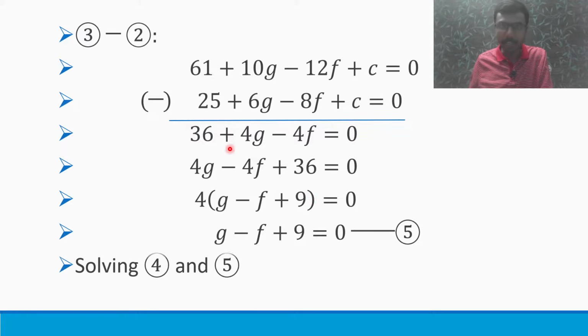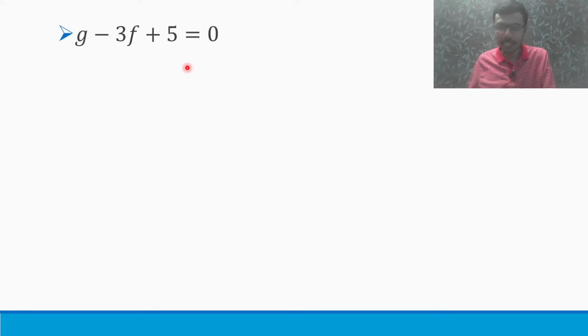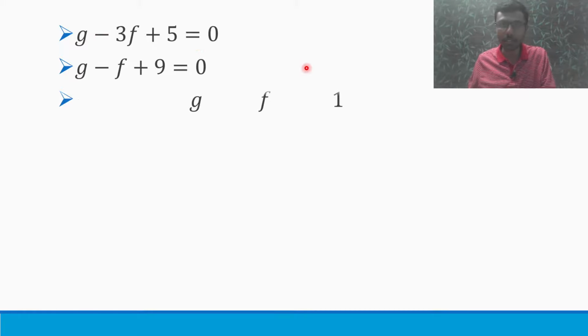Okay, for that, just write the two equations. Solving 4 and 5, I just kept it. Just write the two equations like this. These are my two equations. I'm sure you must have learned this x y 1 method, something like that. What exactly will happen is, here we have g, f and 1.